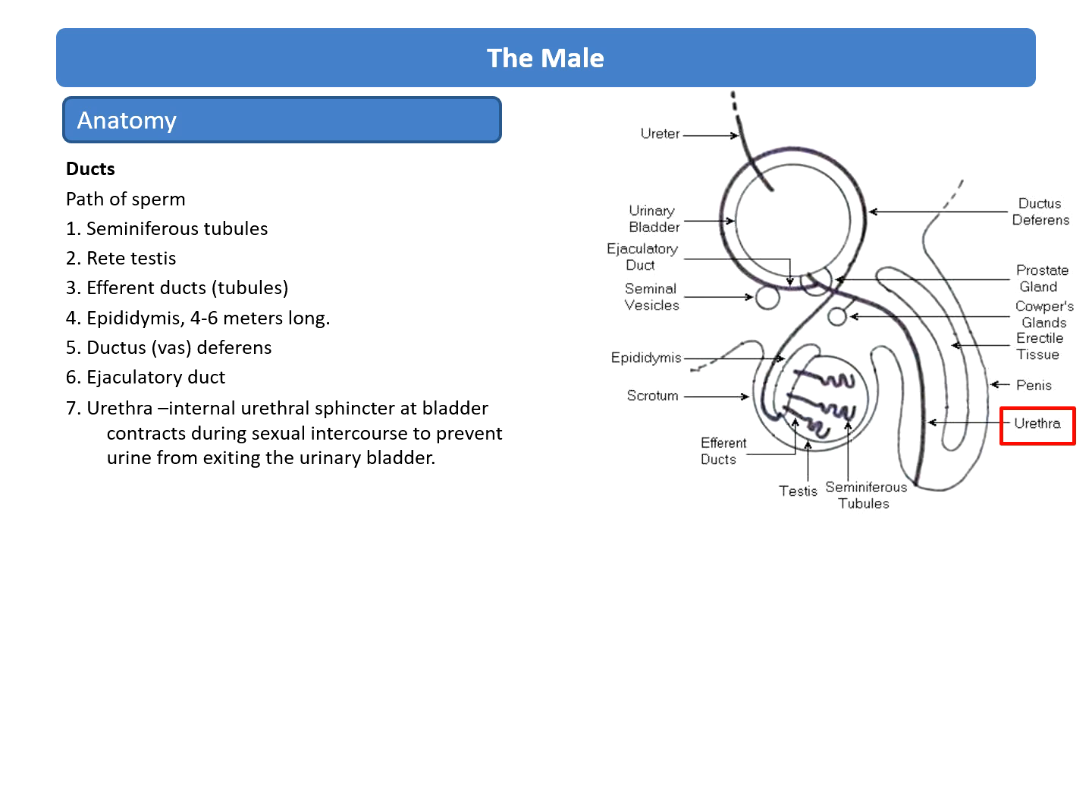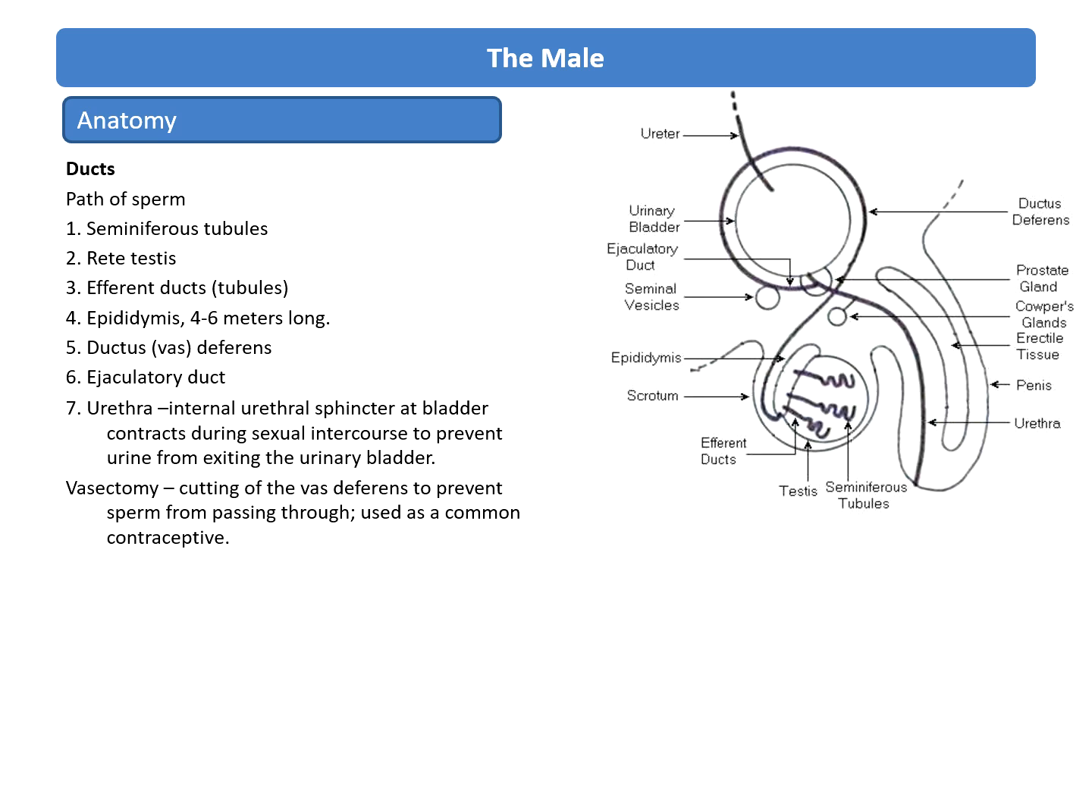The urethra is guarded by an internal urethral sphincter at the bladder. This contracts during sexual intercourse to prevent urine from exiting the urinary bladder. A vasectomy is cutting the vas deferens to prevent sperm from passing through to the outside, and it's used as a common contraceptive.